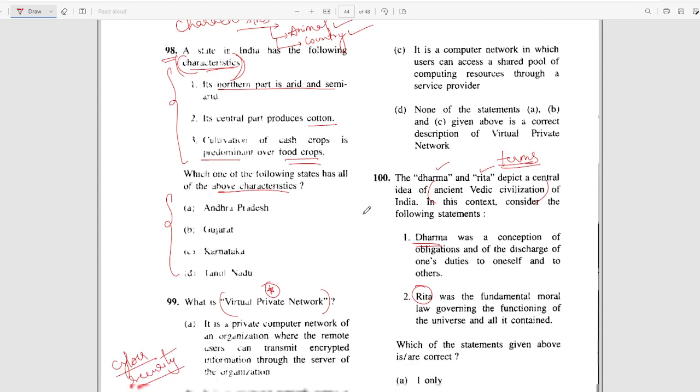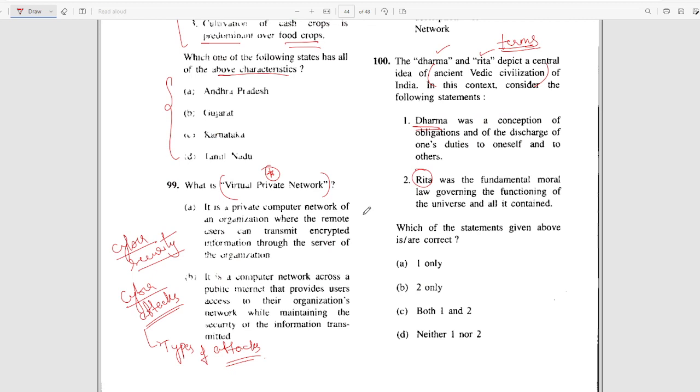And next question is 99th. What is a virtual private network? So this is related to cybersecurity. Cybersecurity is also an important part of GS3.